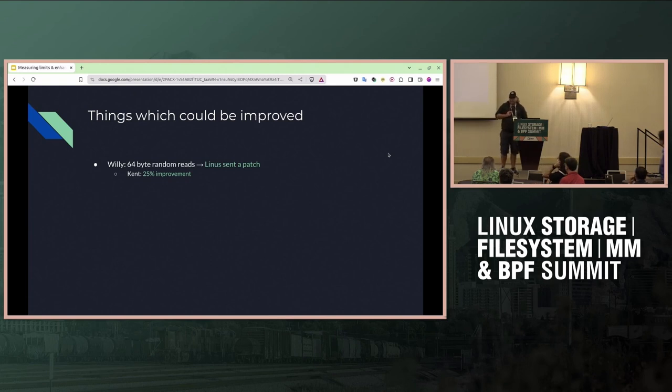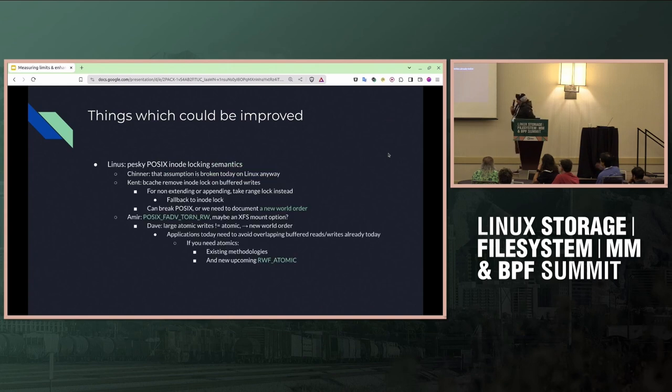One of the other outcomes of this thread was that Willy had pointed out a 64 random read issue that we have, a performance bottleneck in a way. And Linus posted a patch to do an optimization for this. Kent tested it, and he indicated that there was a 25% improvement. Linus was not happy yet with pushing this upstream, so I am testing it, at least to see if it doesn't crash. But it's another type of corner case, a different type of workload.